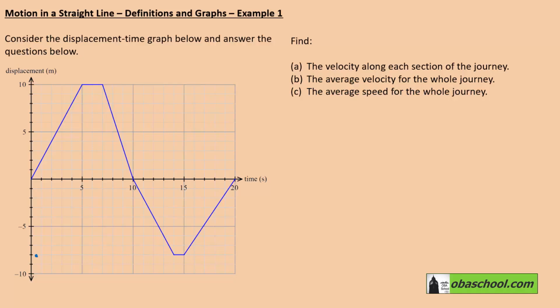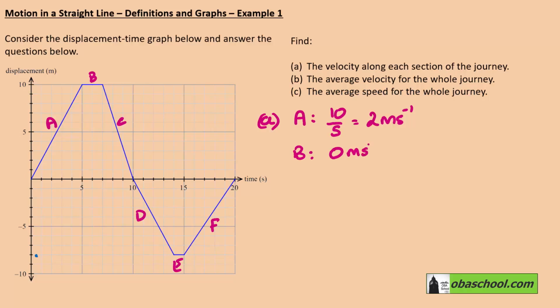Now, part A of the question asks us to find the velocity along each section of the journey. So I'm going to label these A, B, C, D, E, and F. So if we look at A, the change in displacement here is 10 meters, and it took 5 seconds. So that's going to be 2 meters per second. B clearly is where it's stationary, so that's 0 meters per second.